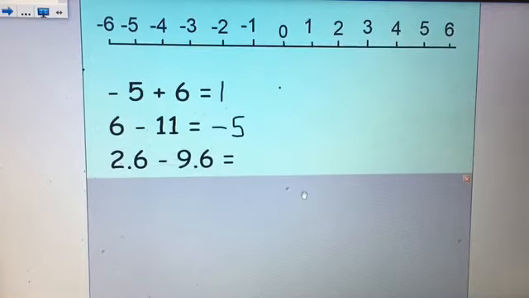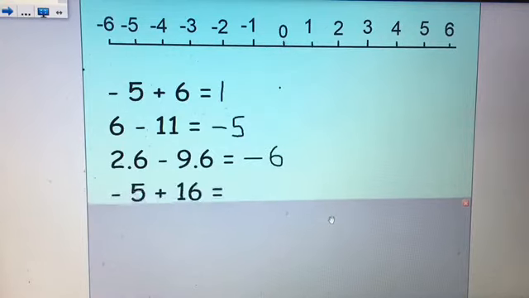So 2.6 subtract 9.6. So we're going to go into decimals now. So what's the difference between 2.6 and 9.6? Well, hopefully you've worked out that it's 6. So the answer would be minus 6. If you subtracted 2.6 from 9.6, it would be 6. But of course, this is the bigger number, so it's going to go to minus 6. Let's have a look at the next one.